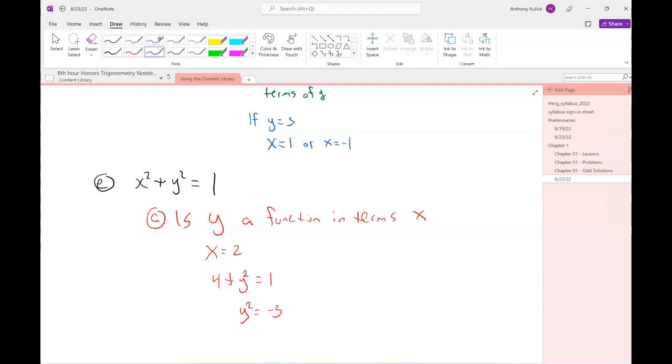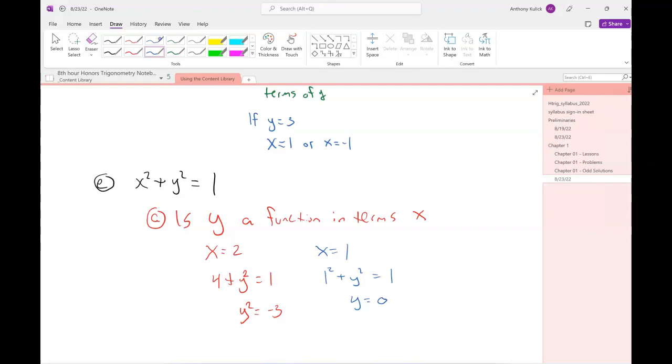But let's try, should we go bigger or smaller? 1. Let's try 1. Okay? So x is 1. So y would have to just be 0, right? Well, that seems okay. You convinced yet that it's a function? You shouldn't be.